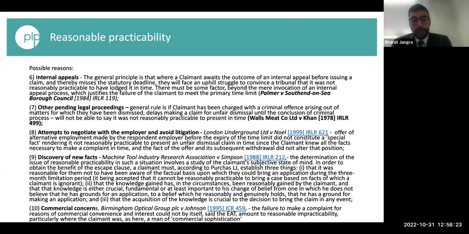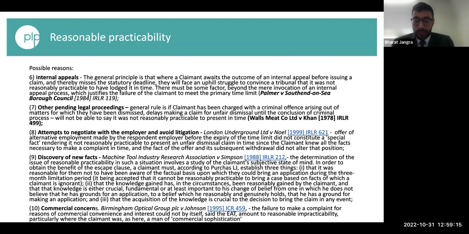Conversely, where we have a discovery of new facts, we have the case of Machine Tool Industry Research Association and Simpson, where it was said that the determination of reasonable practicability involves a study of the claimant's subjective state of mind. And Lord Justice Purchas set out three things which are neatly summarized in the final point, that the acquisition of the knowledge is crucial to the decision to bring the claim in any event. If a claimant didn't know about any claims that they could bring, and then found out new facts which allowed them to bring a claim, that may be a reason why limitation should be extended, and it was not reasonably practicable for them to bring their claim any earlier.